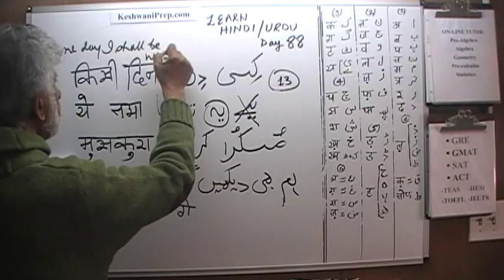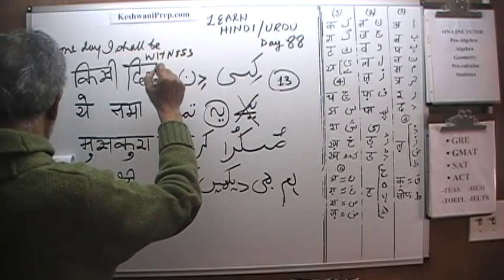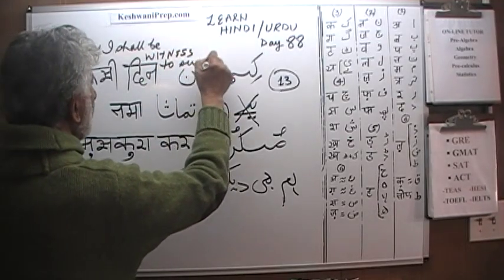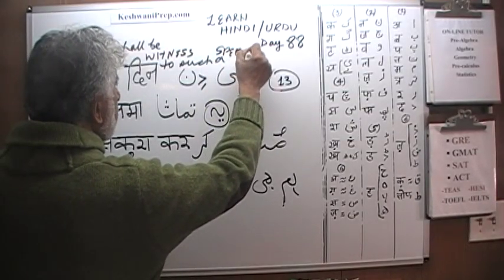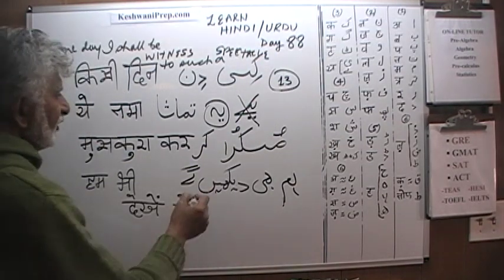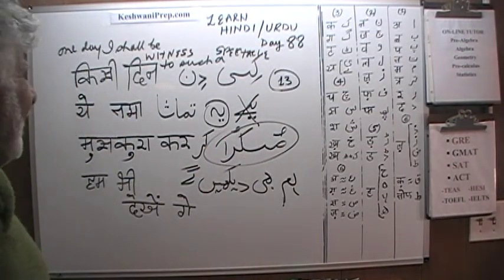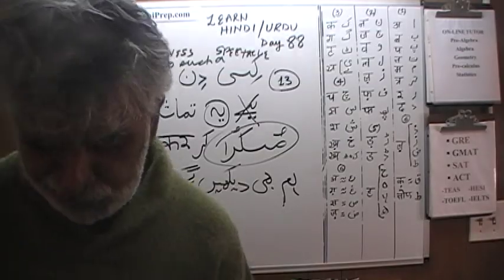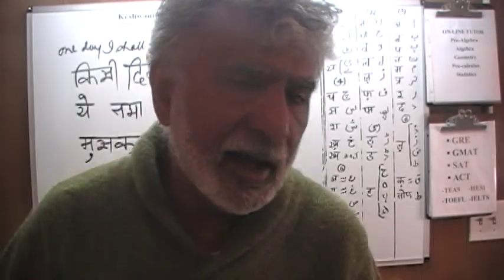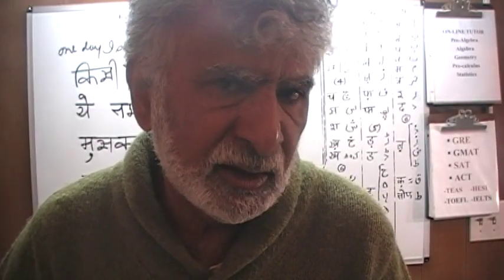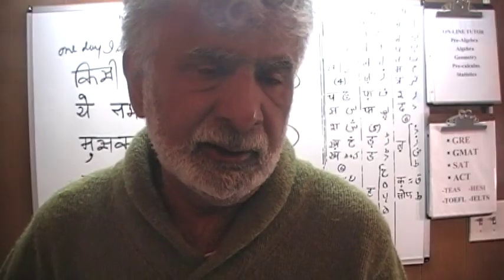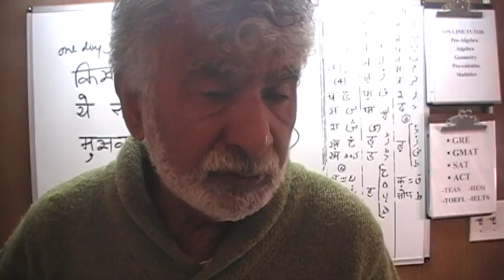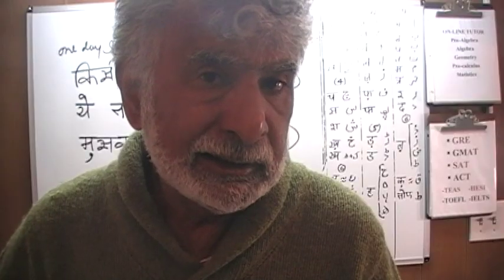One day I shall be witness to such a spectacle with a smile on my face. One day I shall be the witness to such a spectacle. One day I would love to be a witness to such a spectacle. In other words, one day I would love to be part of that spectacle. Not witness as in observer, she wants to be part of it. She wants to be the main character, the main protagonist in that spectacle.